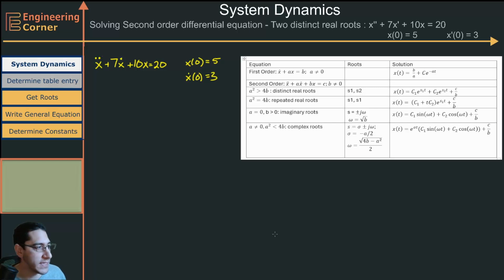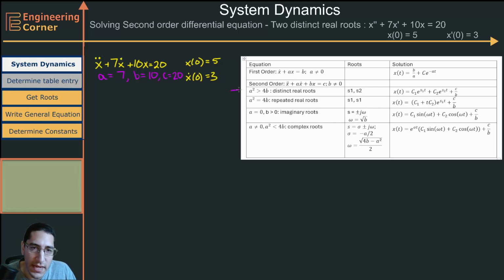So the first thing, we have to determine the table entry that we're using. Like I said, our A variable is going to be the coefficient in front of the x dot. Our B variable is going to be the coefficient in front of the x. And our C variable, which we'll need when we're working with our solution, is going to be equal to what's on the other side of the equal sign, so 20.